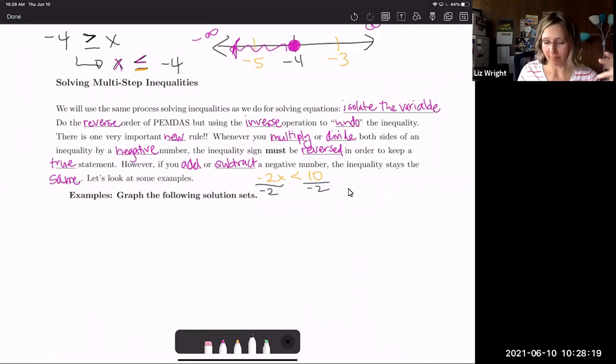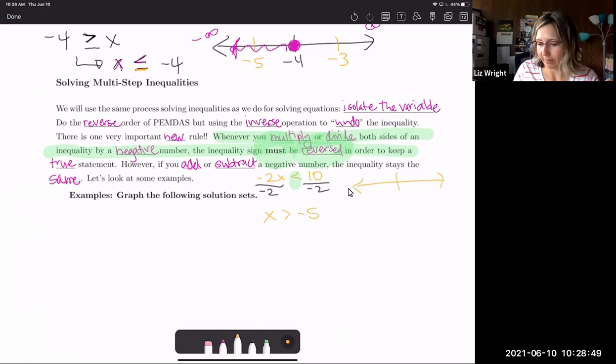When we do that, math sirens should be going off in your head, because when we multiply or divide both sides of an inequality by a negative number, the inequality sign must be reversed in order to keep a true statement. So I'm going to highlight my inequality sign and I'm going to reverse it. So here I'm going to have x is now greater than -5. And then that's what I would graph, because we're going to be graphing these too. So we'd have -5, -6, -4.